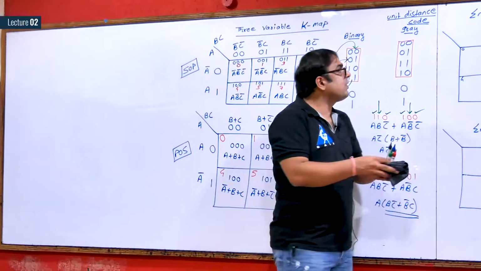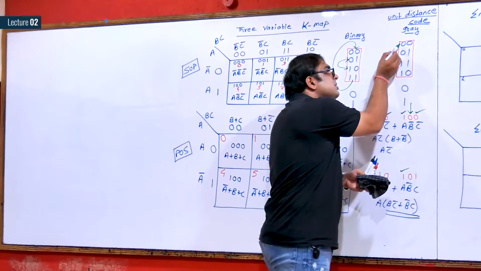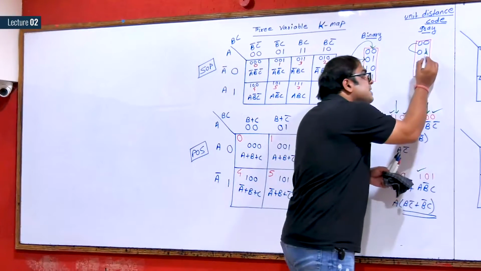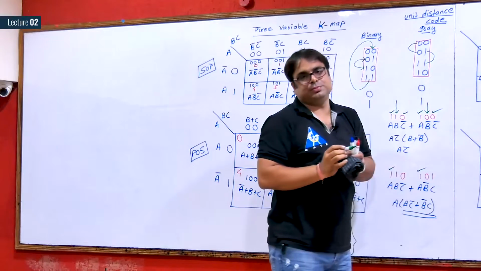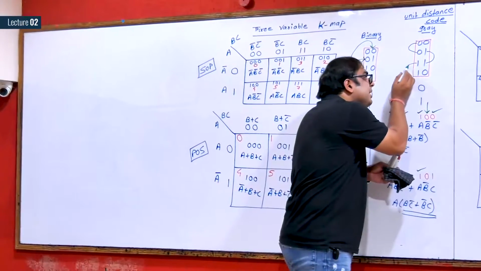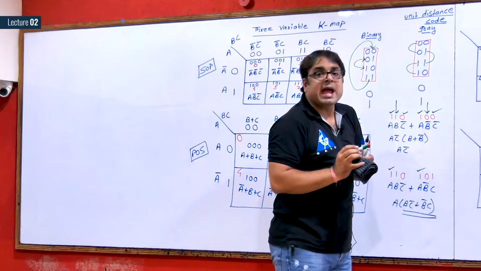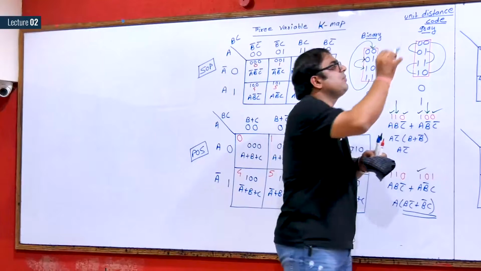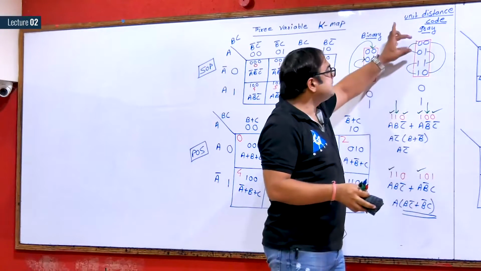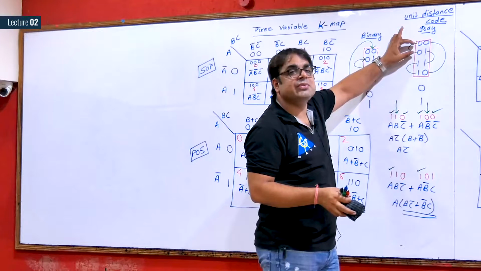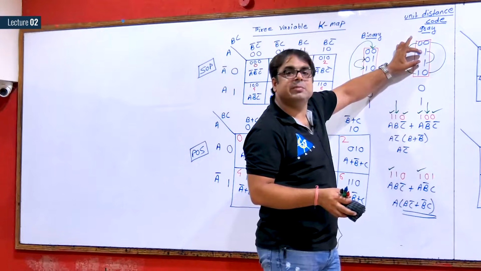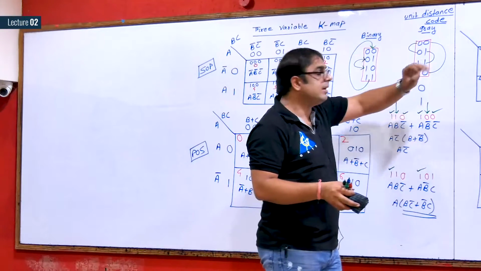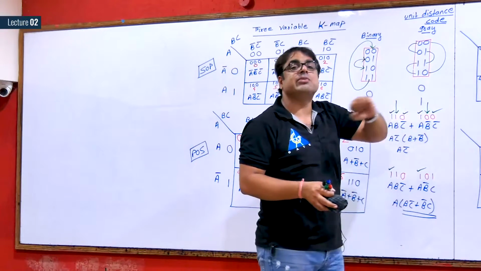The beauty of gray code is that there is only a 1-bit difference in these two, and in these two, and in these two. Compare these two, only 1 bit differs. Compare these two, again 1 bit differs. Compare these two, again 1 bit differs, and the most beautiful thing, the last and first also differ by 1 bit.